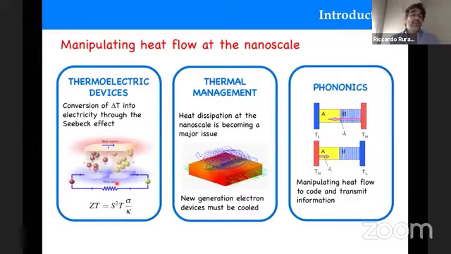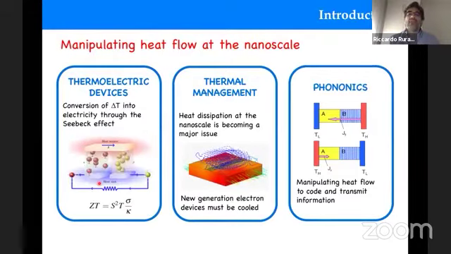One is thermoelectric devices and the need to be able to design materials that have a small thermal conductivity and a high electrical conductivity, because these materials are able to convert a temperature difference into electricity. The larger the electrical conductivity and the lower the thermal conductivity, the larger the efficiency of these materials. So it's very important to be able to design materials with a given thermal conductivity, in this case a very low thermal conductivity.